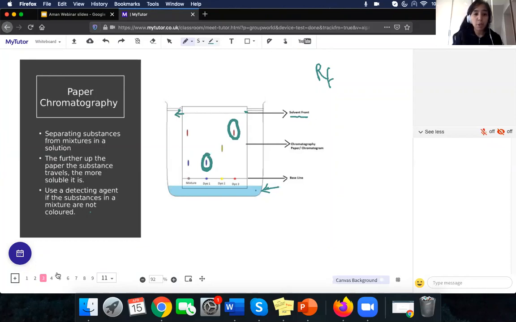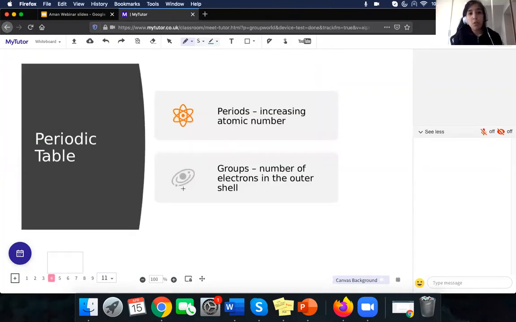Okay, let's move on to the periodic table. Before we start looking exactly at the periodic table, it's important that we know what a period is and what a group is. A lot of people were asking me last week the difference between them. So the groups will be on the top and they will say the number of electrons in the outer shell. If we're in group 1, that means an element has 1 electron in the outer shell. If we're in group 7, that means it has 7 electrons in the outer shell. And periods are the rows, and they basically have increasing atomic numbers.